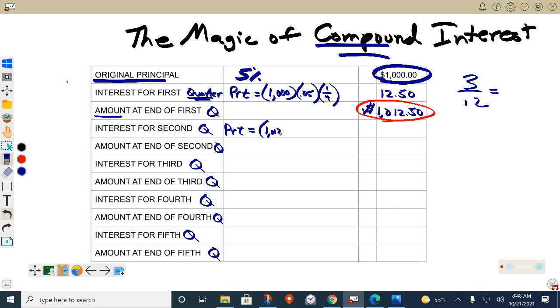So we're gonna take 5% of the 1,012.50. 0.05 times 1/4. You see this? We're not going to take 5% of just 1,000 now, because the money has grown. It's 5% of the 1,012.50. So let's see how much it grows now.